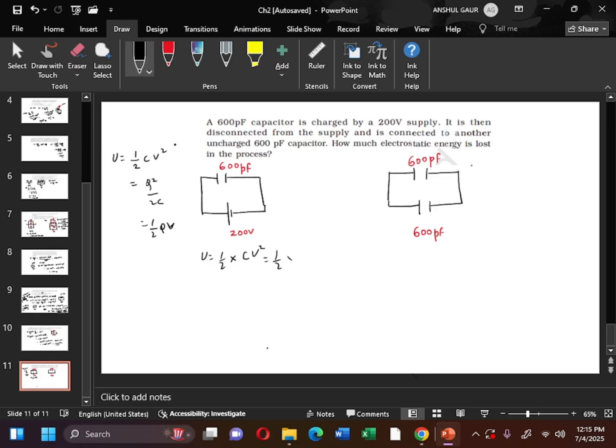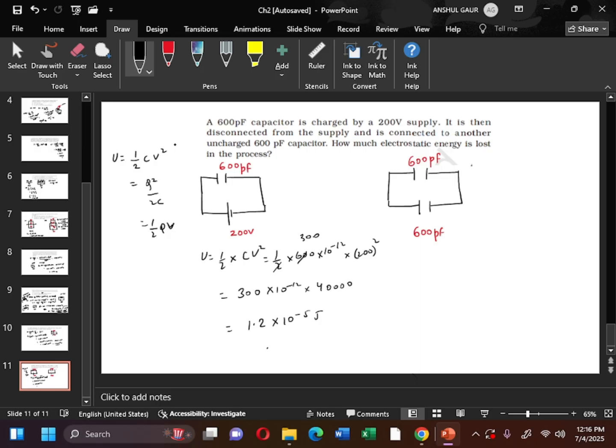So this is equal to half multiplied by 600 into 10 power minus 12 multiplied by 200 whole square. So this comes out to be 300 multiplied by 10 raised to the power minus 12 multiplied by 40000. After calculating it, this value comes out to be 1.2 into 10 raised to the power minus 5 joules. So this is the energy in the first case.